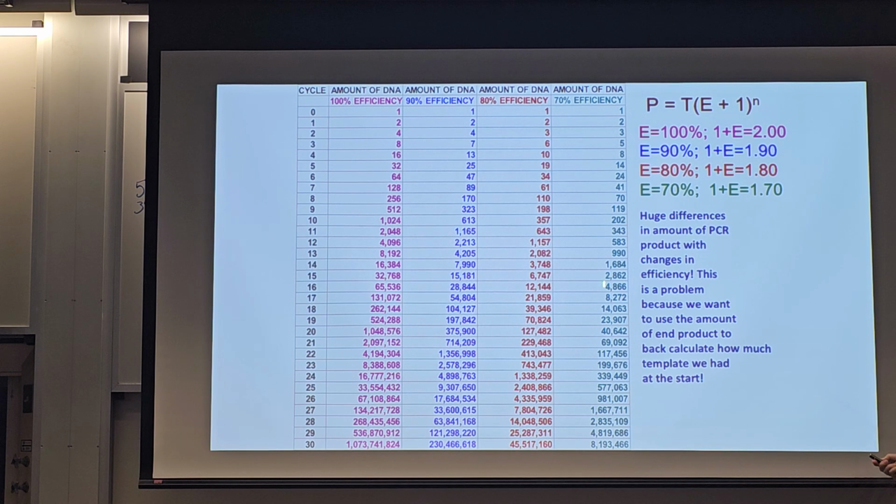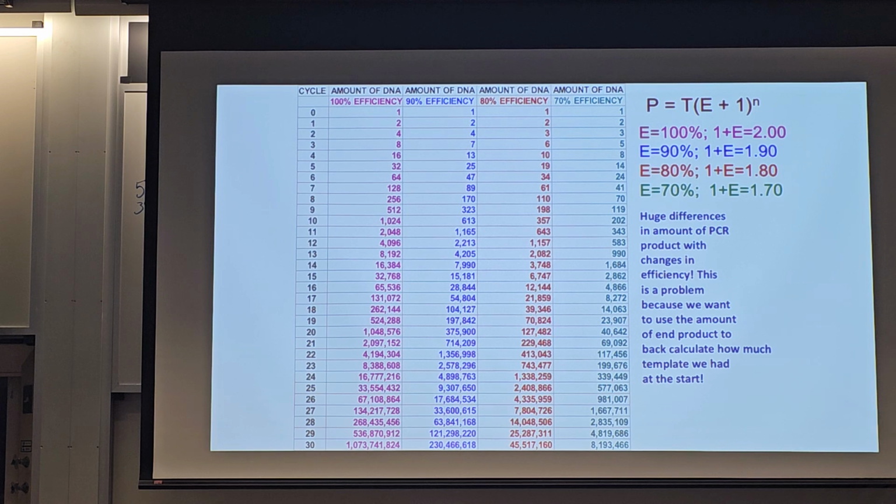So because of this efficiency issue, that's problematic, right? It turns out that with PCR, for about the first 10 cycles or so, and maybe after 15 cycles, you're really close to 100% efficiency. Because of that, if we monitor how much product we're getting at each cycle during those early cycles, we actually can back calculate how much template we started with.